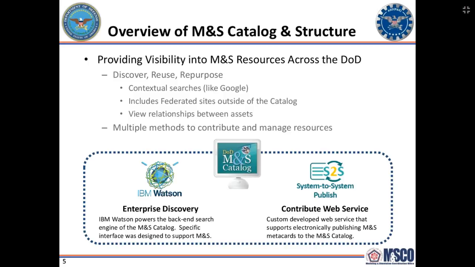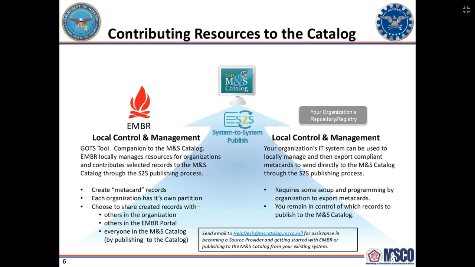There are two primary ways to contribute resources for enterprise discovery to the M&S Catalog by using the system-to-system web services established. You may use EMBR or your own organization's repository or registry system. In both cases, you maintain local control and management and choose what you publish to the M&S Catalog. EMBR is an acronym which stands for Enterprise Metacard Builder Resource.